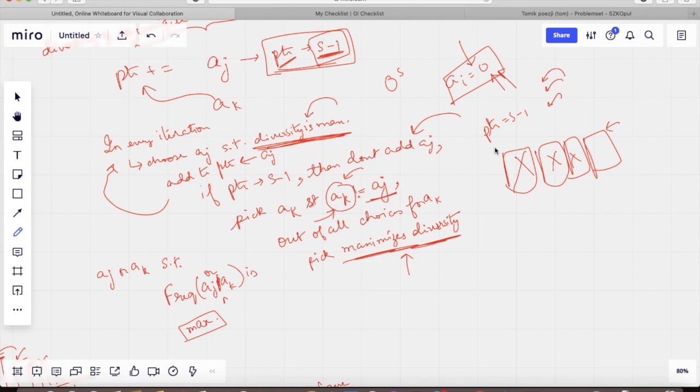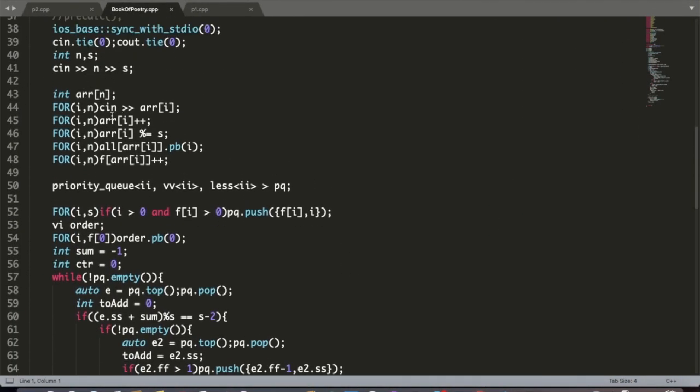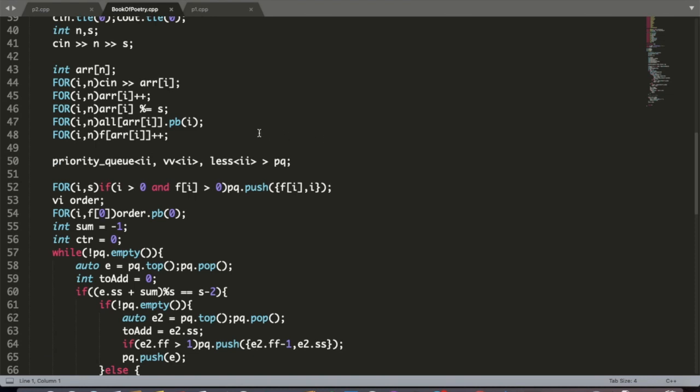So let's just quickly look at the code for this problem. I'm taking the inputs, increasing them by 1, taking the mod, calculating the frequency, and for every value modulo s, I am also storing a list of which actual values had that same modulo. Then I'm pushing everything into a priority queue, which is a pair of the frequency of I and the index itself. I am using the less II comparator so that our priority queue returns the element with highest frequency. Note that II is just representative of pair int comma int.